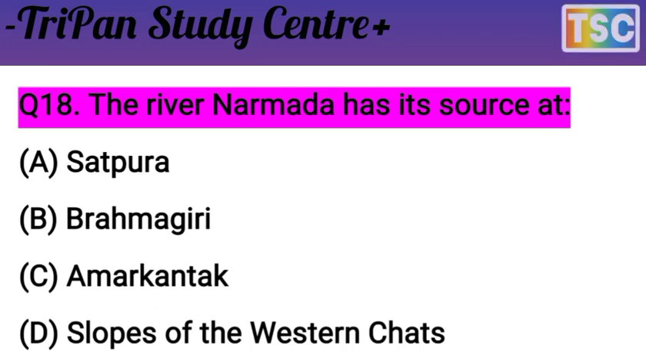The fact here: the source of Narmada is a small reservoir known as the Narmada Kund. It is located in Amarkantak, on the Amarkantak plateau in the Anuppur district on the Shahdol zone of eastern Madhya Pradesh. It means the answer here, C, is correct. Amarkantak, the river Narmada has its source right here. Option C is correct.